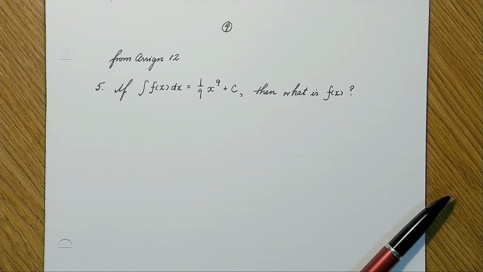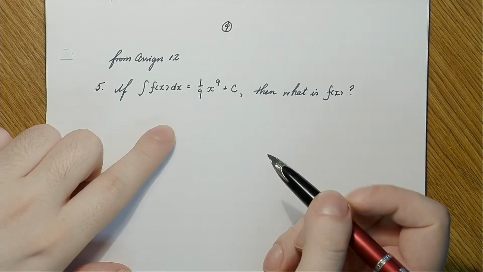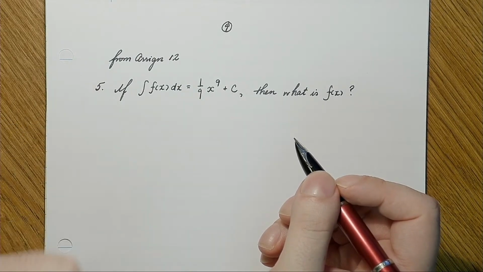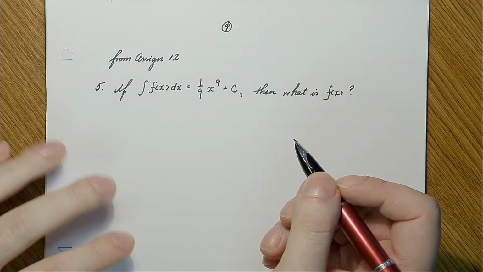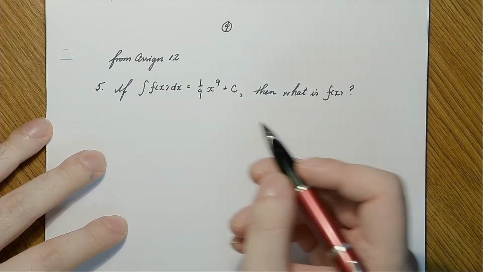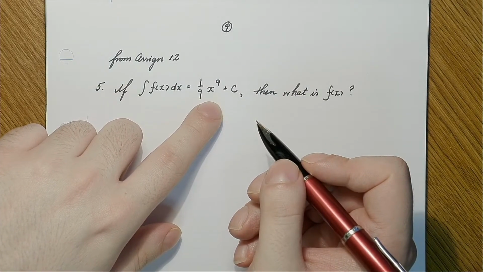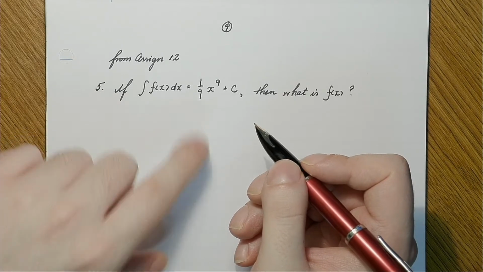X to the 8th. Take its derivative. These sound like good answers. Let's try. Okay, so that's the idea. If I'm reading that right, the integral is 1/9 x. We just integrate it to find f of x.